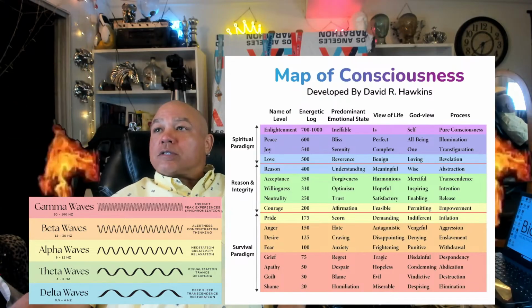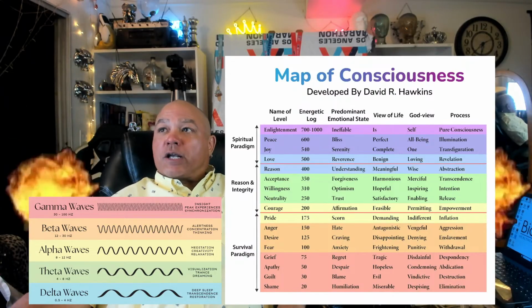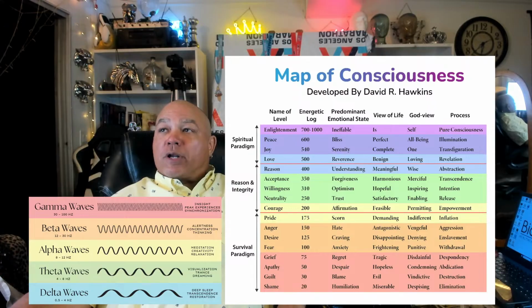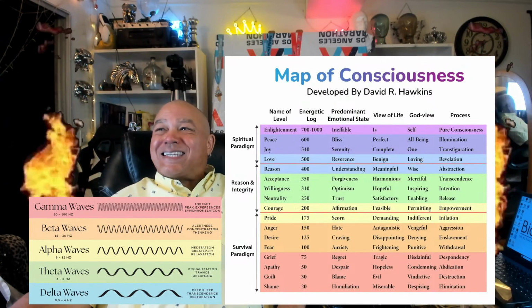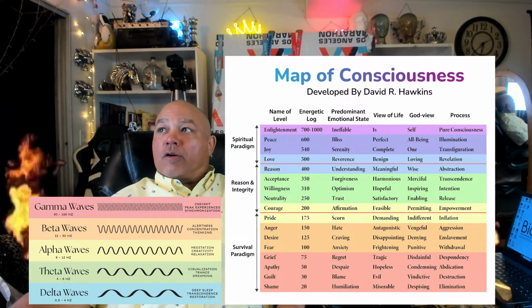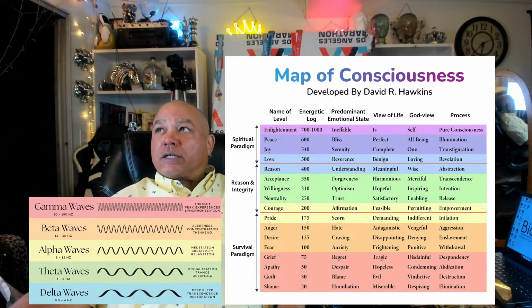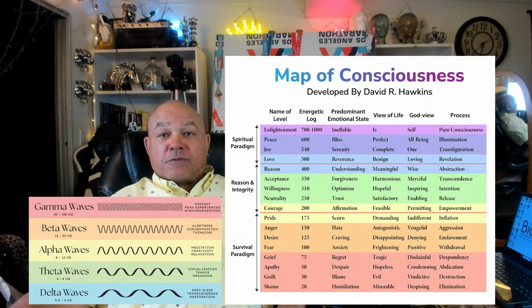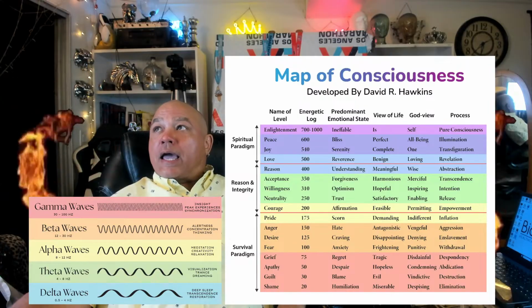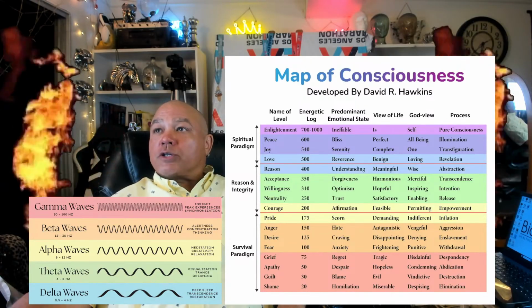All right, guilt is really not much better, but it's got an energetic log of 30. The predominant state is one of blame. Their view of life is that life is evil, and their view of God is that God is vindictive. And that means that their view of life is vindictive. Their process is one of destruction.